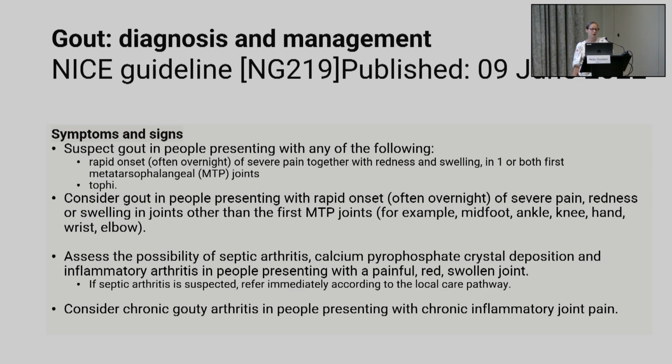And then always think about the possibility of septic arthritis, because it's actually very difficult clinically to tell whether somebody's got septic arthritis or gout. But if obviously they've got a history of gout, they feel it's their gout, it's more likely to be their gout. But always think about, well, could this be septic arthritis? And then consider chronic gouty arthritis in people who present with chronic inflammatory joint pain.